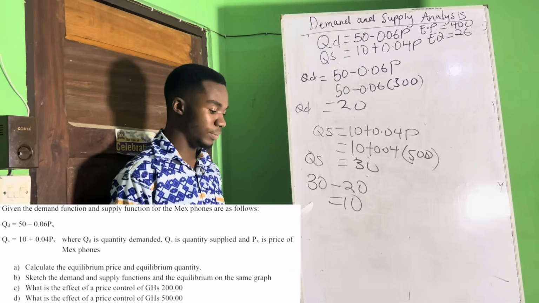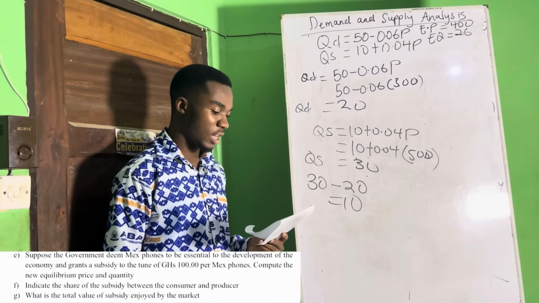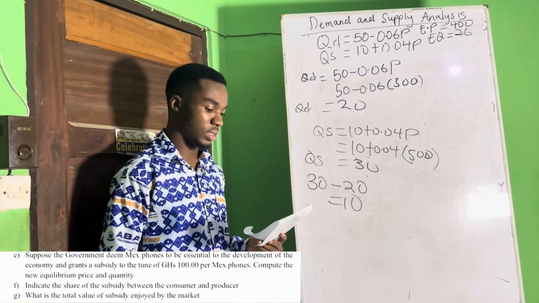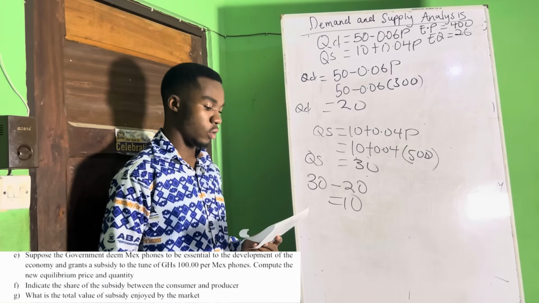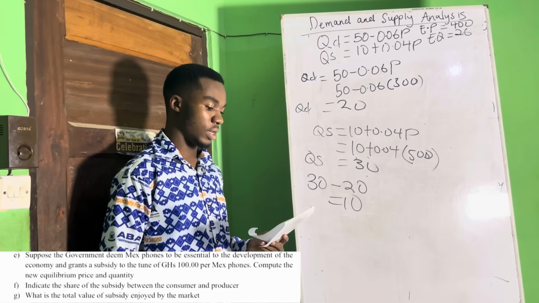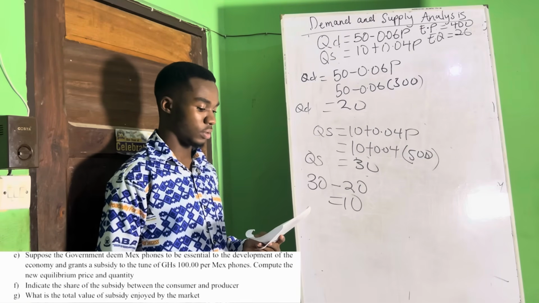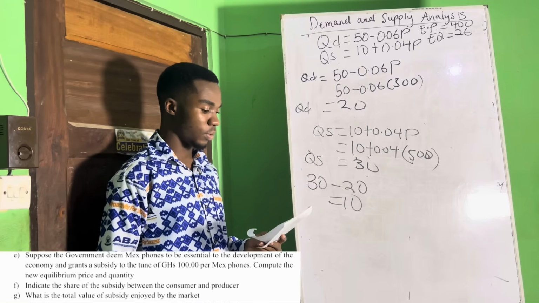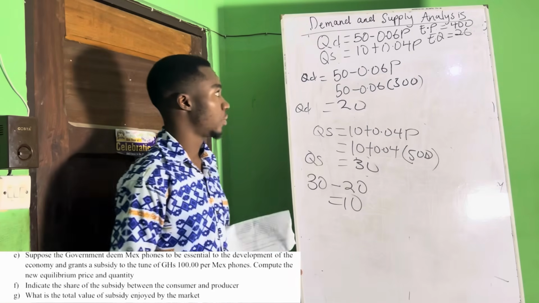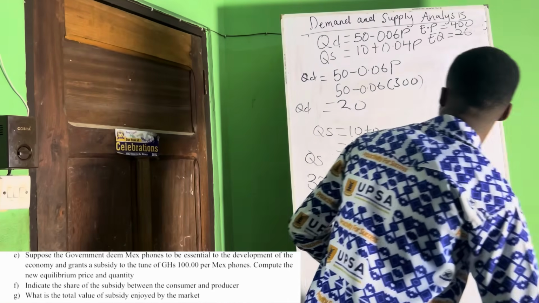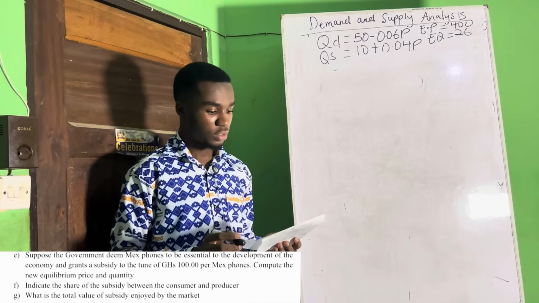Now let's go to the E. E says that suppose the government deems MEX funds to be essential to the development of the economy and grants a subsidy to the tune of 100 cedis per MEX funds. Compute the new equilibrium price and quantity. Okay, so let me clean the board so that we do it together. So now let's solve for the E.